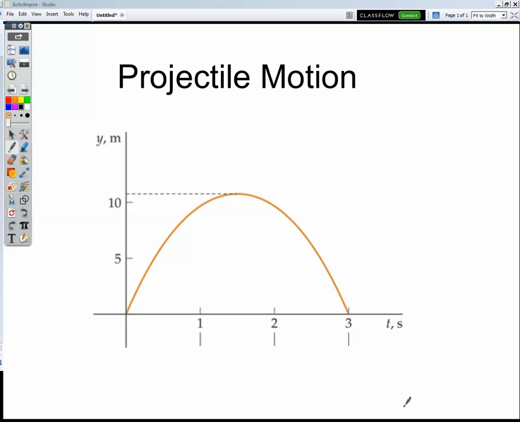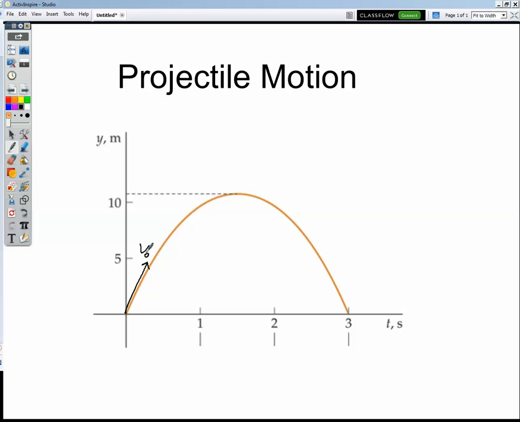So here let's say we have a projectile that's launched from the ground and it comes back to the ground. We have a time axis on the bottom here, 1, 2, 3 seconds. It's in the air and it goes to a height of a little bit more than 10 meters. When it's launched, we can look at the initial velocity, and that initial velocity is going off tangent to our graph here. So this would be v0, the velocity of launch.